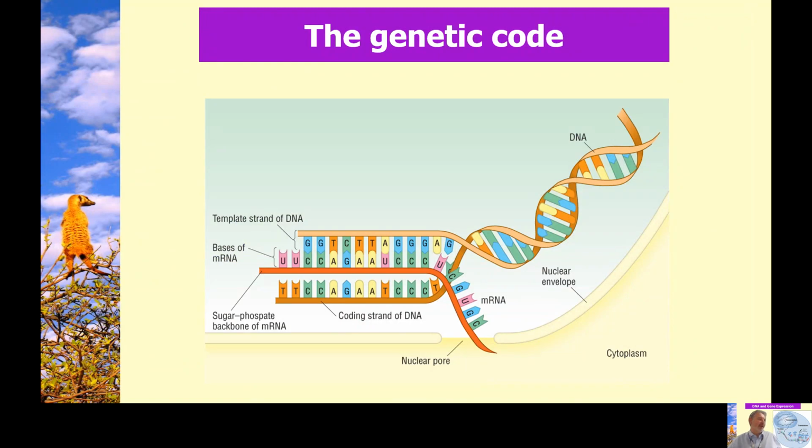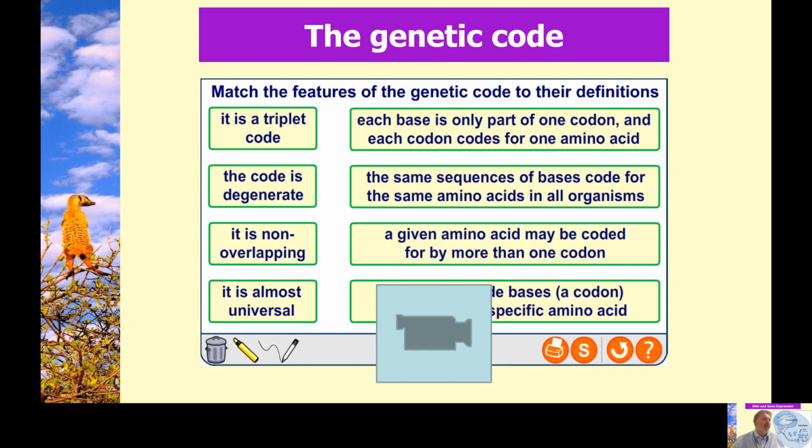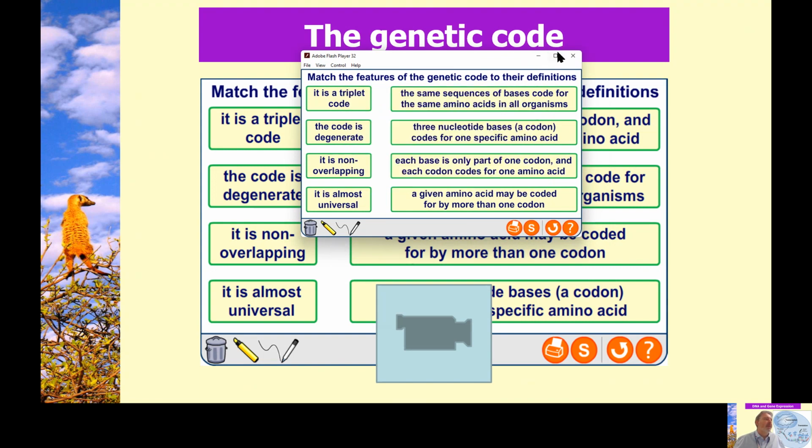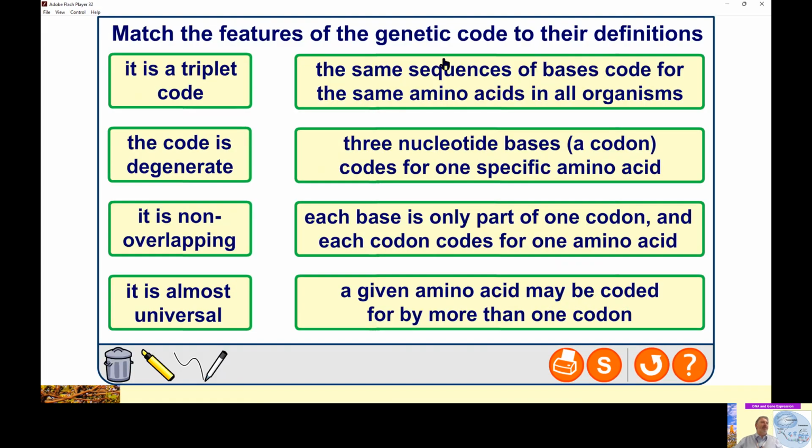So then we've got this genetic code. This code is made up of all these bases, and we're going to go through the main features of the genetic code. So let's bring that up. The task is to match the features of the genetic code to the definitions. I'm going to pause a little bit so you can think about how you'd match these up. It might be nice to draw a diagram where you link these together. Now I'm going to go through it: match the features of the genetic code to their definitions.